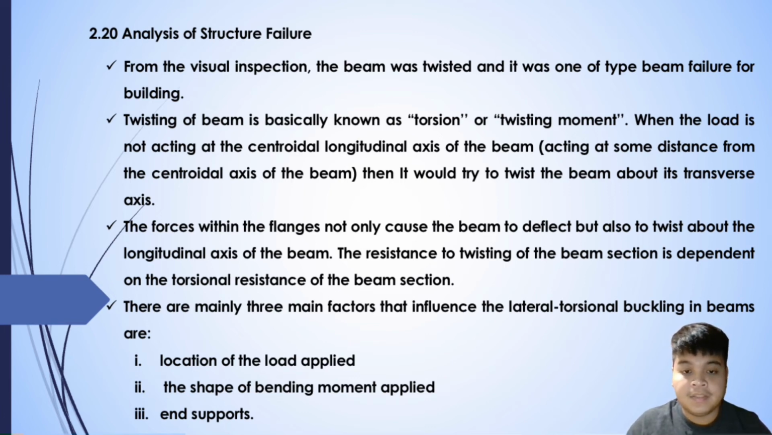Second, the shape of the bending moment applied. A section with uniform bending moment along the length has less buckling resistance compared with a section subject to a different bending moment distribution. Lastly, the end support condition. When the end supports of the beam section are more restrained, the buckling resistance increases. End supports that offer less restraint have a decreased buckling resistance.